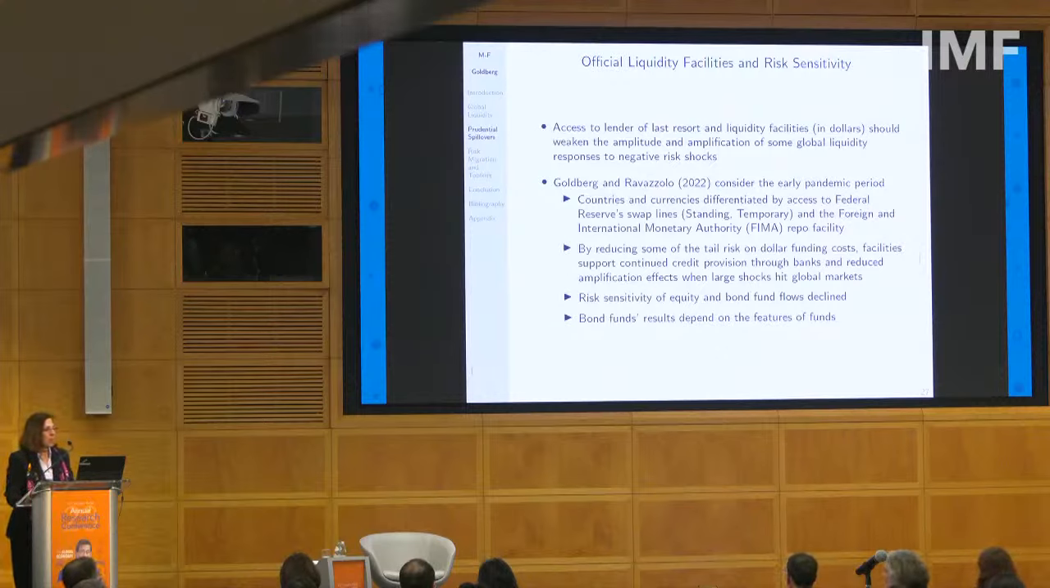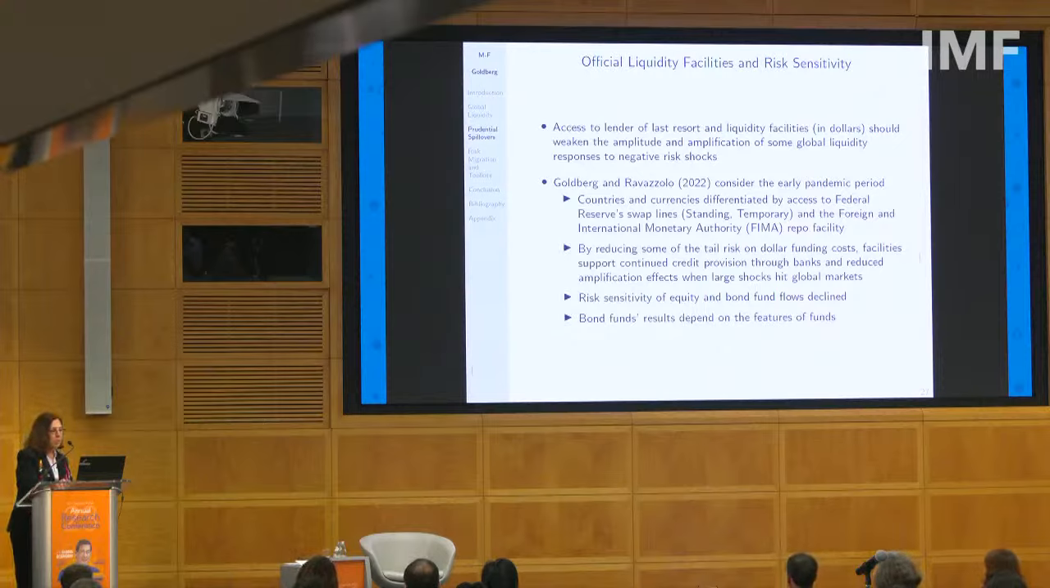Research conducted with my colleague Fabiola Ravazzolo using data for the early months of the pandemic in 2020 explores if the risk sensitivity of different components of global liquidity flows are differentiated across countries and decline with facility access. And this is supported in our analytical work. We also find that the extent of reduction in risk sensitivity and the normalization really depends on the features of some of the bond funds, for example, that were participating.